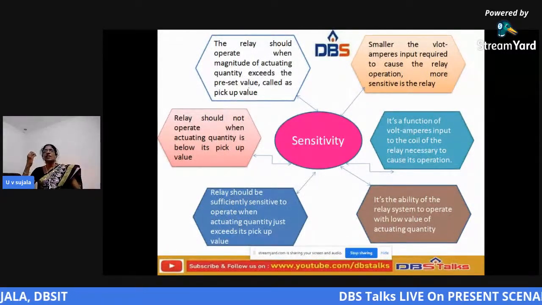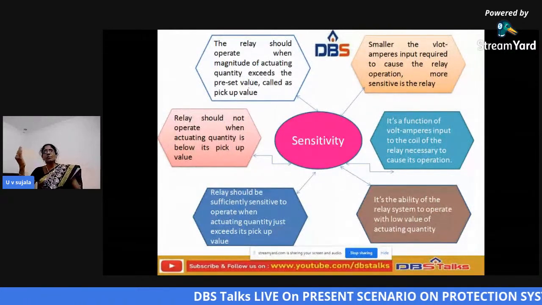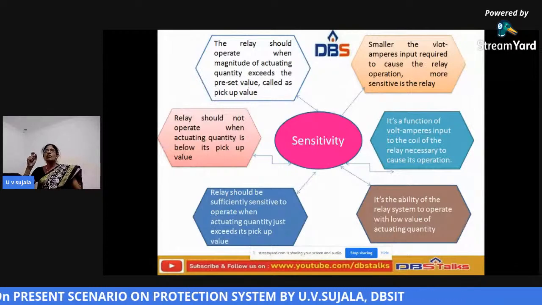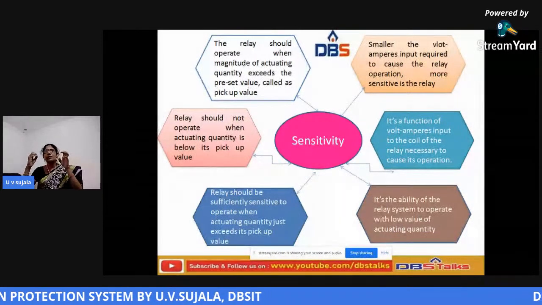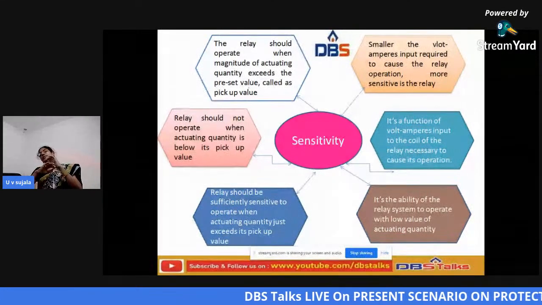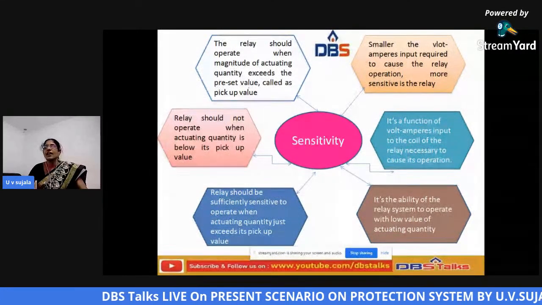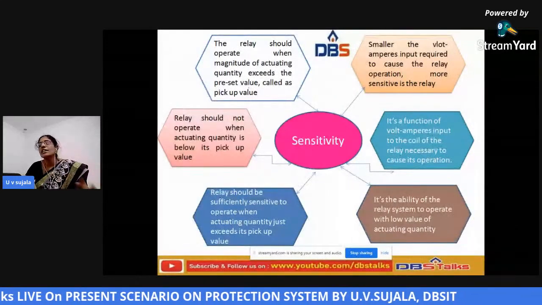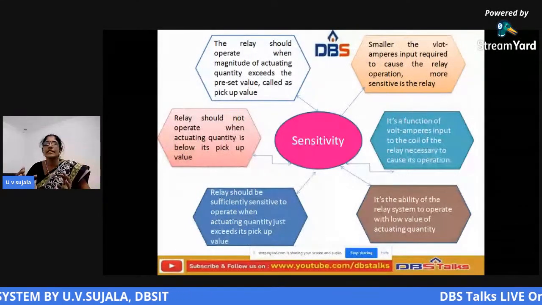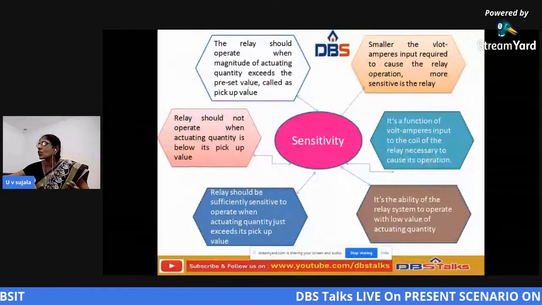That means volt amperes input will be required to cause the relay operation. If the actuating quantity exceeds the setting value, then the relay will operate. That depends upon the sensitivity of the relay.